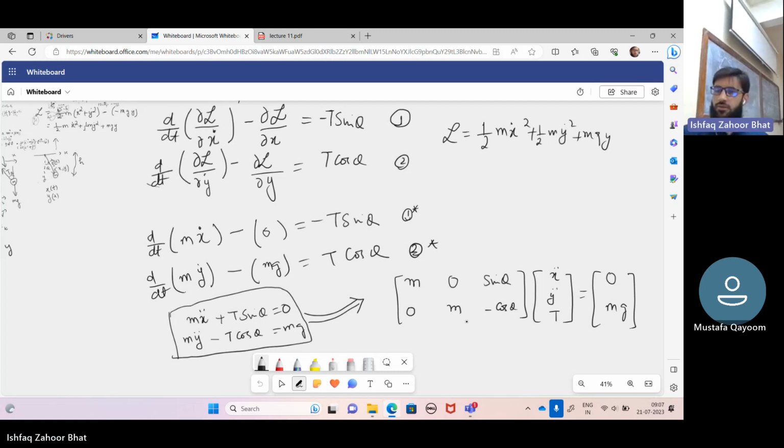So basically these are the two equations. M times x double dot, 0 times y double dot, t times sine theta equal to 0. This is the first equation. And the second equation is 0 times x double dot, m times y double dot, minus t cos of theta equal to mg. So we have got the same equation, the equation which we derived using the earlier approach.